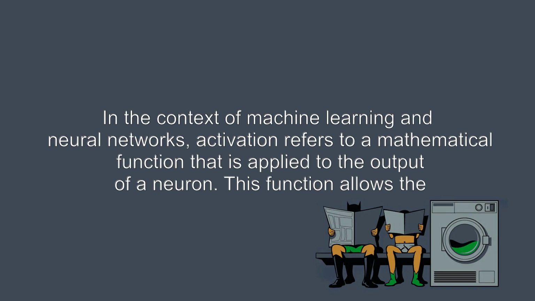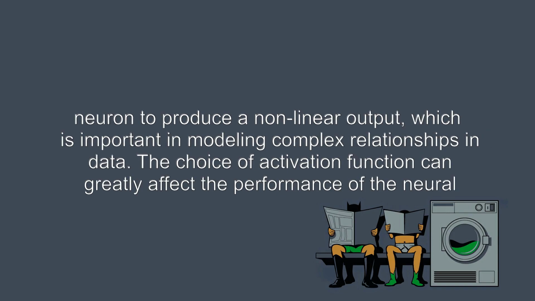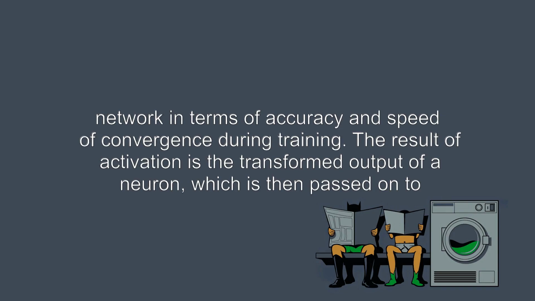In the context of machine learning and neural networks, activation refers to a mathematical function that is applied to the output of a neuron. This function allows the neuron to produce a nonlinear output, which is important in modeling complex relationships in data. The choice of activation function can greatly affect the performance of the neural network in terms of accuracy and speed of convergence during training.